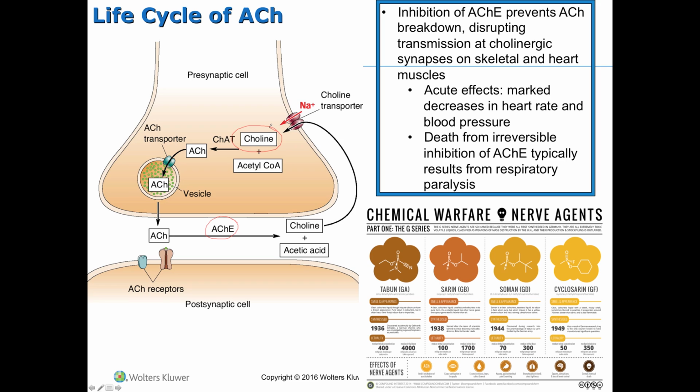Now, inhibition of acetylcholinesterase prevents acetylcholine from being broken down. That can then disrupt transmission at numerous cholinergic synapses that lie in the skeletal muscles, the heart muscles, as well as in the brain. So acute effects are marked decreases in heart rate and blood pressure. And irreversible inhibition will lead to death, typically resulting from respiratory paralysis. And so here are a few of the different classes of chemical warfare nerve agents and how they are inhibiting and effects on the body.